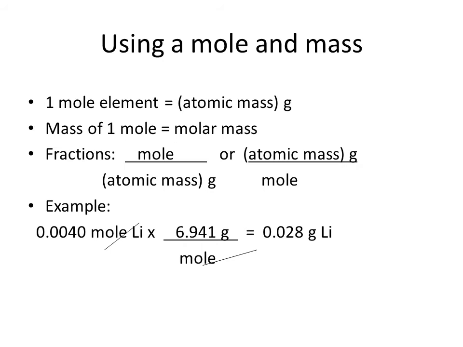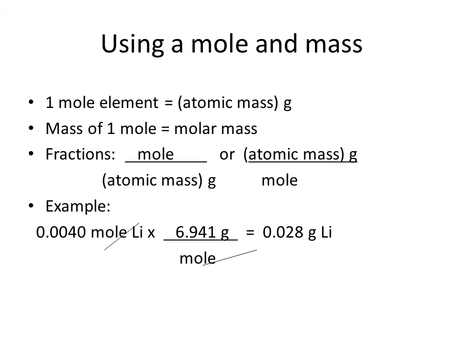Using this relationship then, I know that I can use the relationship between mole and mass, using the atomic mass. I can create a fraction for doing a unit conversion. I can write down that 1 mole of any element is equal to its atomic mass in grams. And then I can form a fraction which has mole on one side and the atomic mass in grams on the other side. And then I can use that fraction whichever way I need to flip it in order to get unit cancellation.